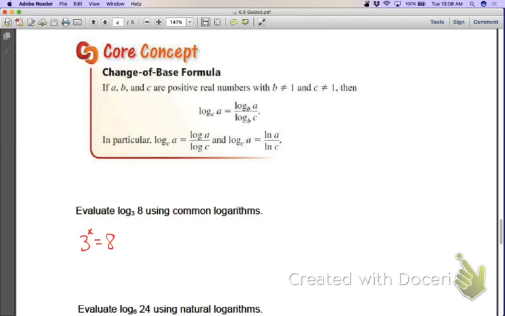Can I multiply 3 by a certain number to get 8? No, because 3 to the first power is 3, 3 to the second power is 9. So it's somewhere between 1 and 2, but it's not going to be a nice number. So since it's not a nice, neat number, I'm going to have to use what's called change of base. I can't do it this way.